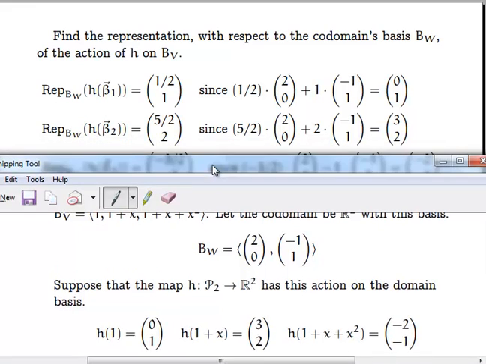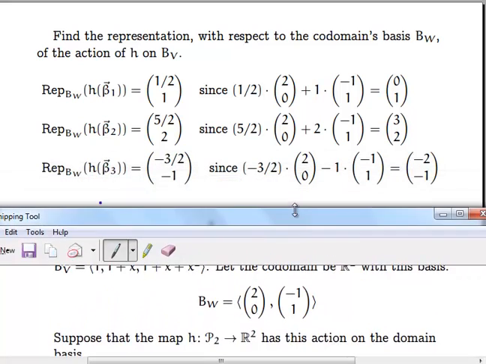I can do the same thing for h of beta 2. H of beta 2 was defined to be 3, 2 in the standard basis, but I can express 3, 2 in the standard basis using the BW basis in this way. You might ask the question, how did he get these numbers 1/2, 1, 5/2, and 2? You've done problems previously with change of basis, finding the coordinates of a vector in terms of different bases. So you can go back and review that if you don't remember how to do that.